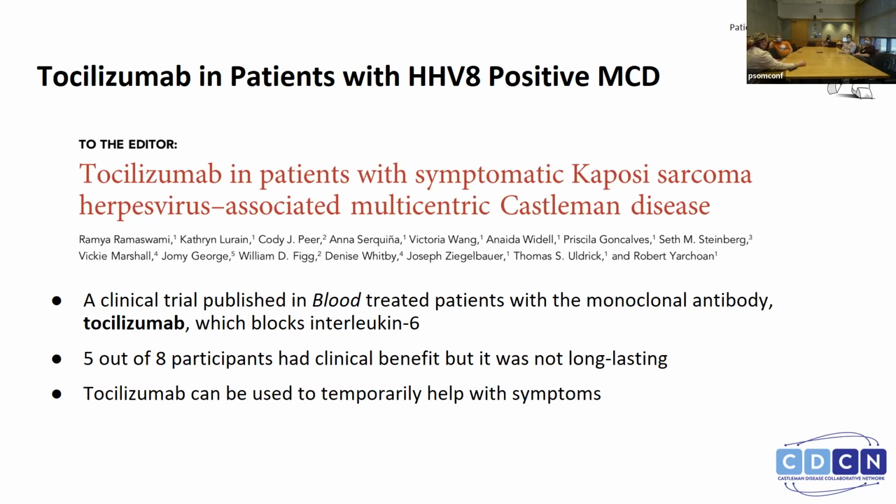Where we have used it and continue to use it is in patients who are very, very sick with what we think is Castleman disease. We give this while we're trying to figure out what to do. Is this Castleman disease? Should we give rituximab? So we've often given this as what we call a bridge to the rituximab.